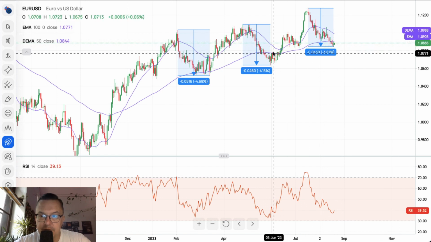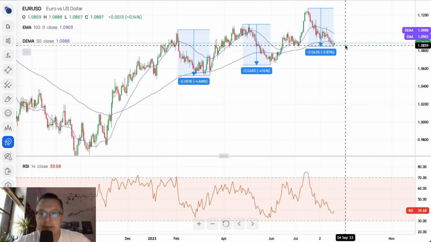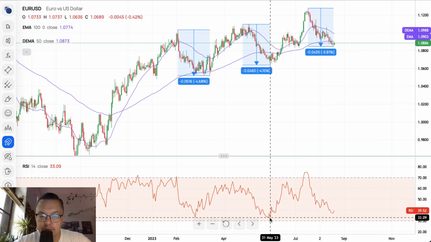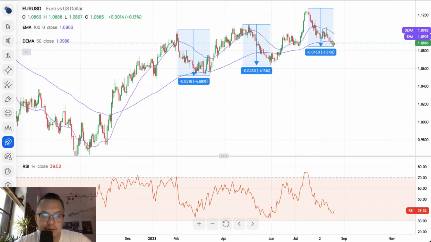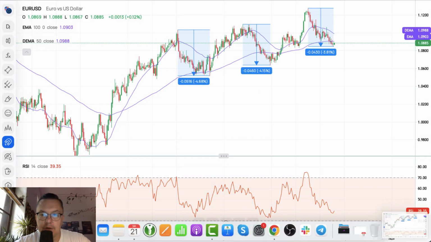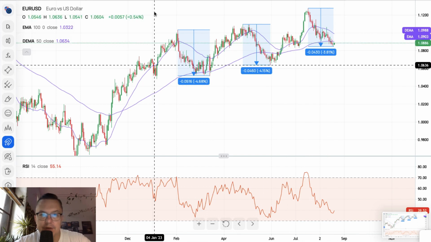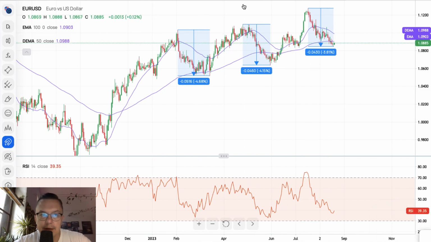The next target would eventually be 1.0771, and then we can resume the uptrend and go even towards the new swing high, because the market conditions hit the level of, let's say, 32, 33 points. So that's the situation on the daily time frame chart on the euro dollar. The outlook is slightly bearish on this market.